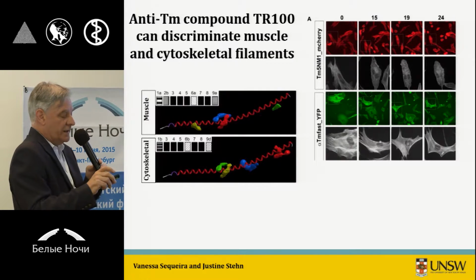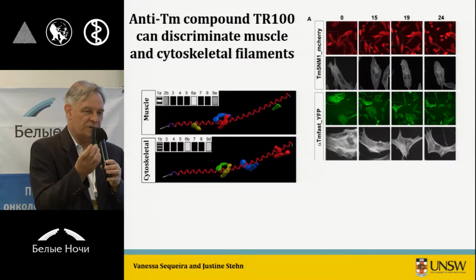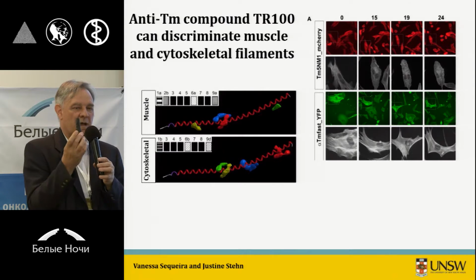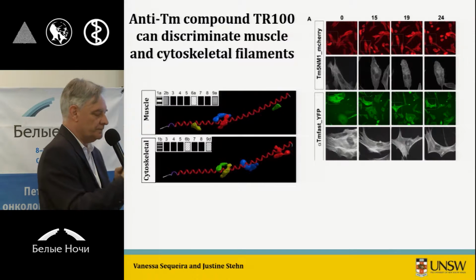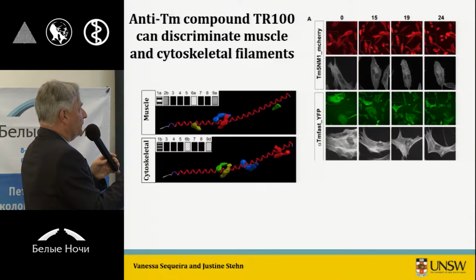To find out if the drug has specificity, we then ask the question, does the drug discriminate between the cytoskeleton tropomyosin that's found in tumour cells and the tropomyosin that regulates the contraction of your heart and your diaphragm? And the way to do that experiment was we made cells that were either expressing an M-cherry tagged target tropomyosin or a YFP tagged muscle tropomyosin that regulates the heart and the diaphragm.